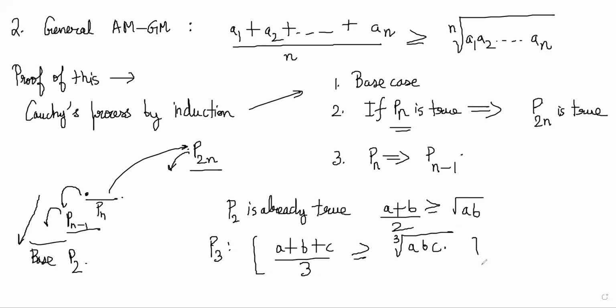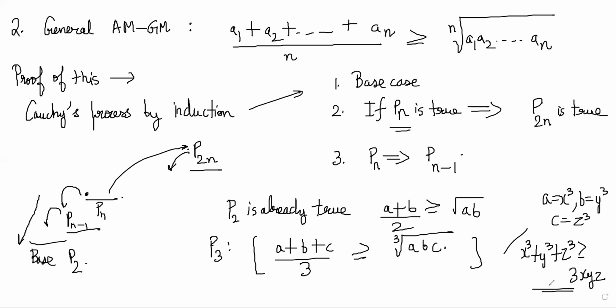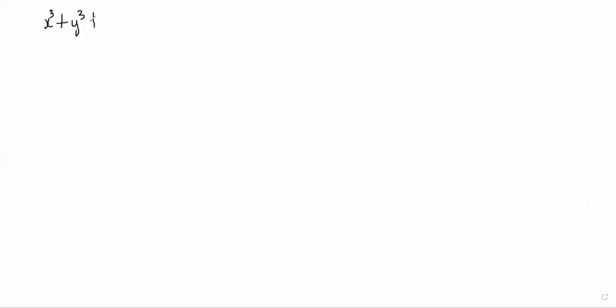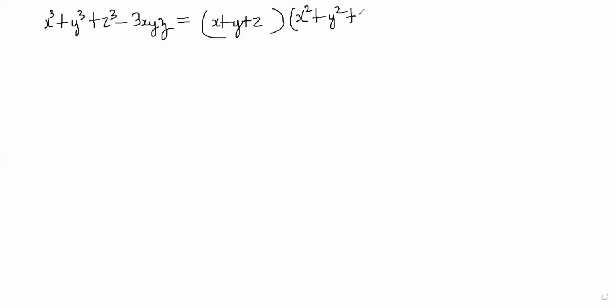Now, a very easy proof of this: if you take a equal to x cube, b equal to y cube, c equal to z cube, this implies you have to prove x cube plus y cube plus z cube is greater than or equal to 3xyz. Now that is easy because you have the factorization of x cube plus y cube plus z cube minus 3xyz as (x plus y plus z) times (x square plus y square plus z square minus zx minus xy minus yz).